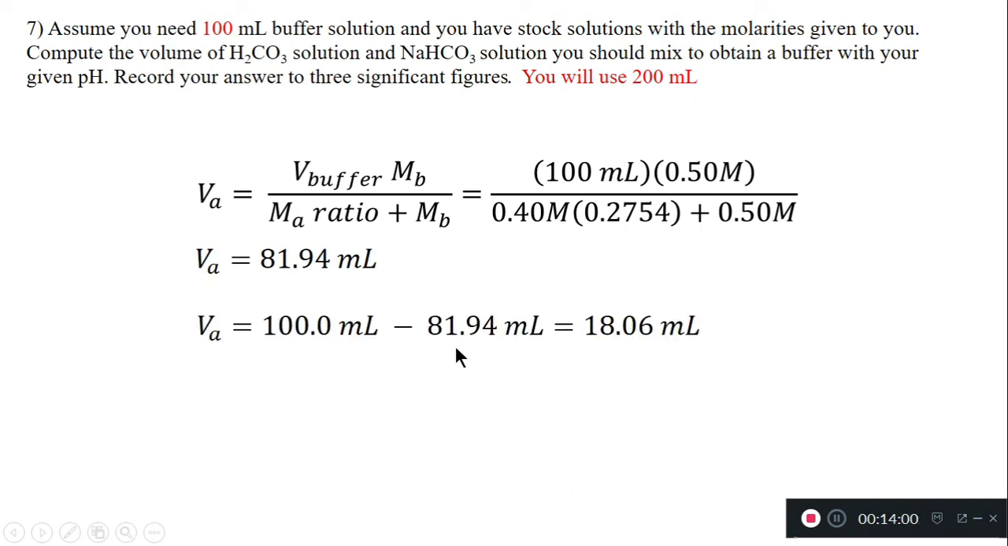I can get the, that should be VB. Sorry, that should be VB. The volume of the base is, I know I want 100 milliliters. Well, if 81.94 milliliters is the acid, the base is what's left over, which is 18.06 milliliters. And so in this case, my acid is carbonic acid and my base is sodium hydrogen carbonate.